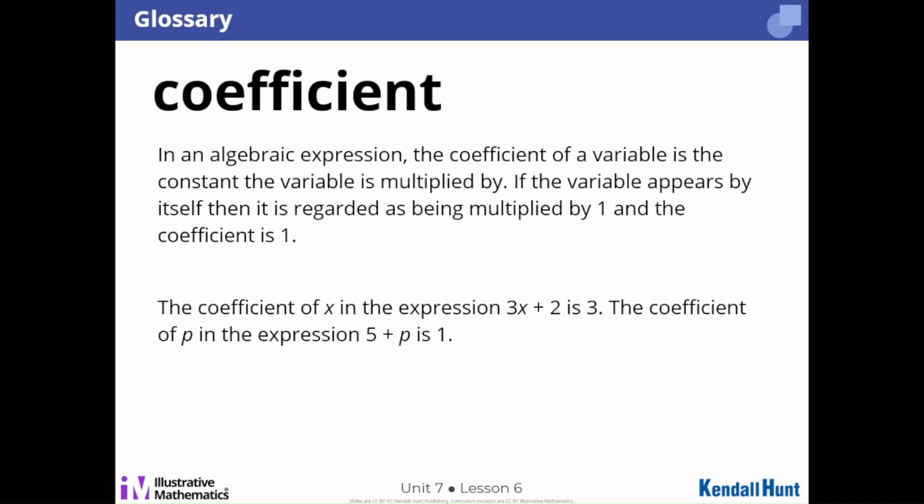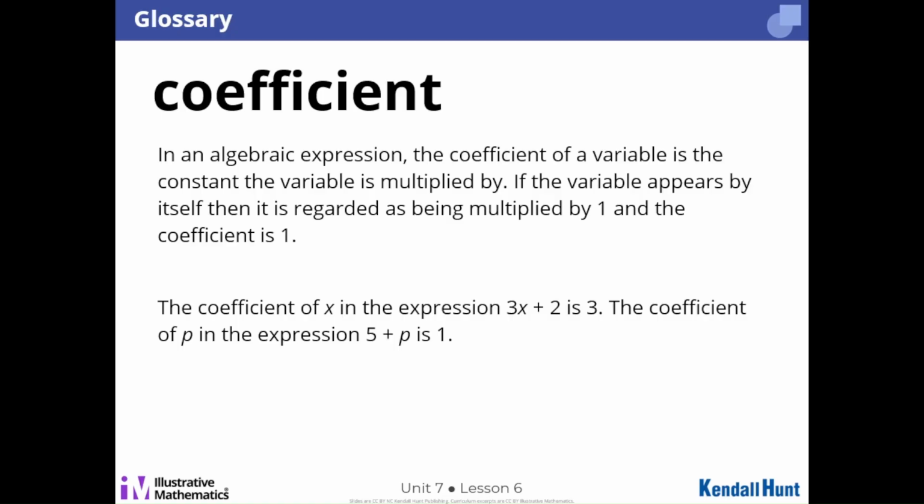Our first glossary term for this lesson is coefficient. In an algebraic expression, the coefficient of a variable is the constant the variable is multiplied by. If the variable appears by itself, then it is regarded as being multiplied by 1, and the coefficient is 1. We've seen this a lot. The reason that it is understood to be 1 is because multiplying by 1 doesn't change anything. So therefore, we don't usually show the 1. We just understand that it's there.